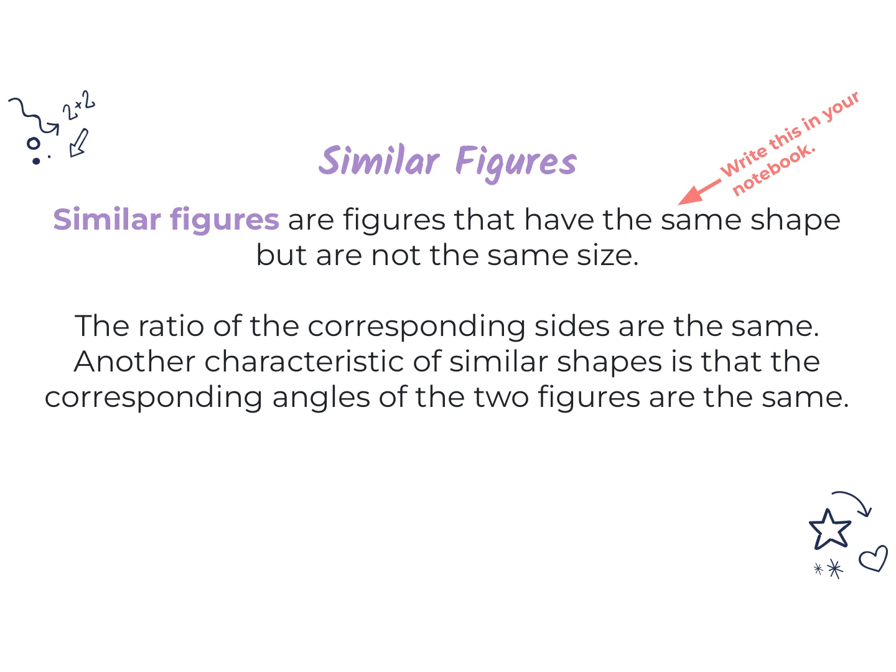So similar figures are figures that have the same shape, so they're identical shapes, but they're not the same size. They would either be bigger or smaller. So if you had enlarged a shape, your copy would be bigger than your original, and if you had reduced a shape, your copy would be smaller than your original. Either way, the ratio of the corresponding sides would be the same all the way around.